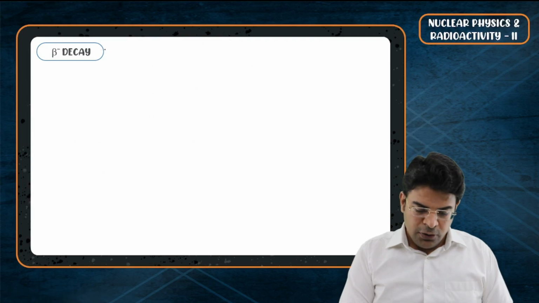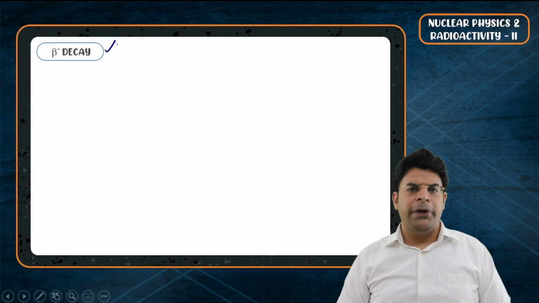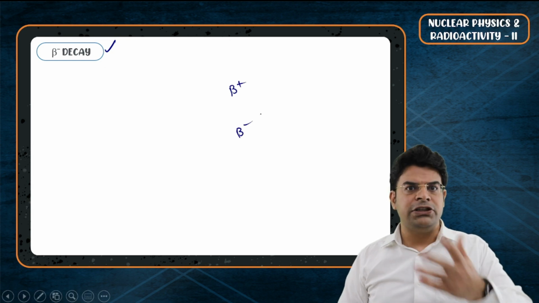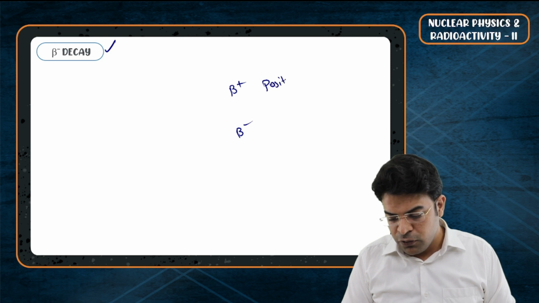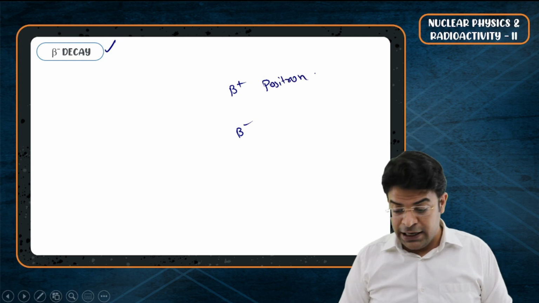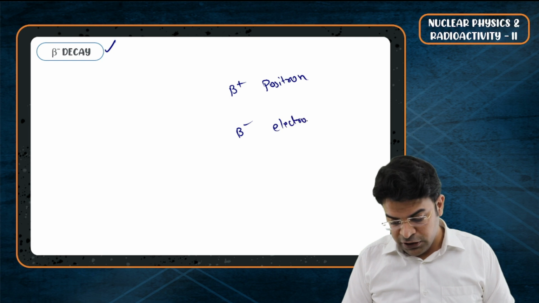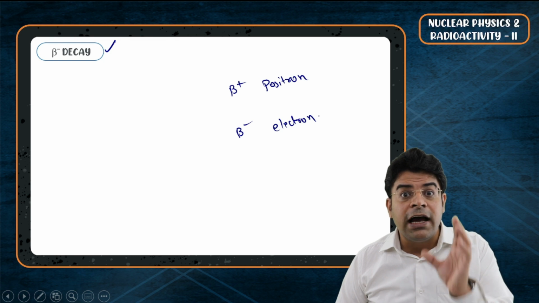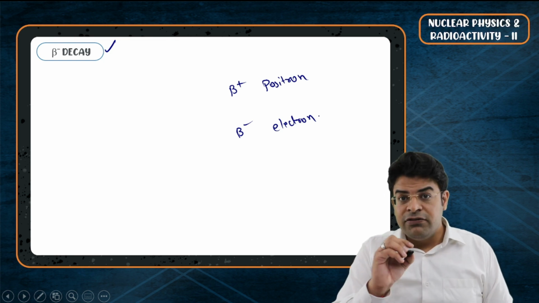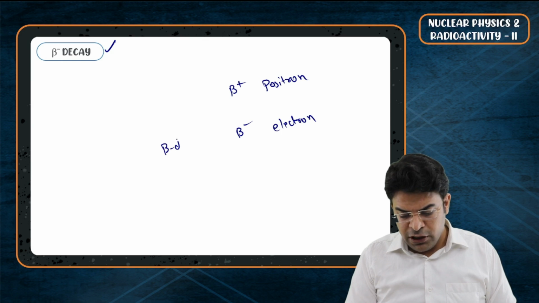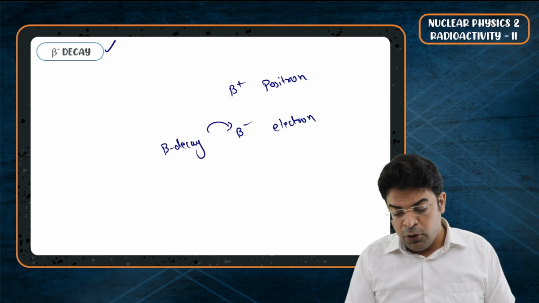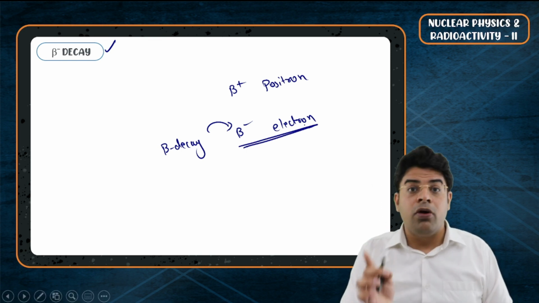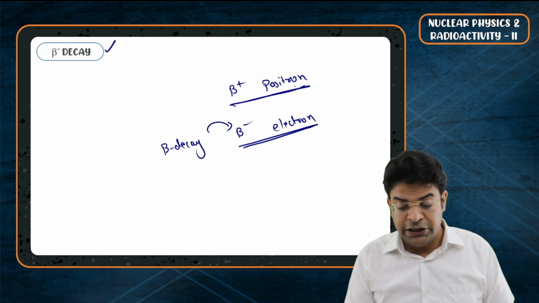Now we are going to talk about beta decay. There are two types of beta decay. There is beta plus decay, there is beta minus decay. When we say beta plus decay, it means that a positron comes out of the nucleus. And when we say beta minus decay, it means that an electron comes out of the nucleus. Beta minus decay is the more commonly observed type of beta decay. That's why if somebody only mentions beta decay, it goes without saying that they are talking about beta minus decay. I will even explain why beta minus decay is more commonly observed compared to beta plus decay.